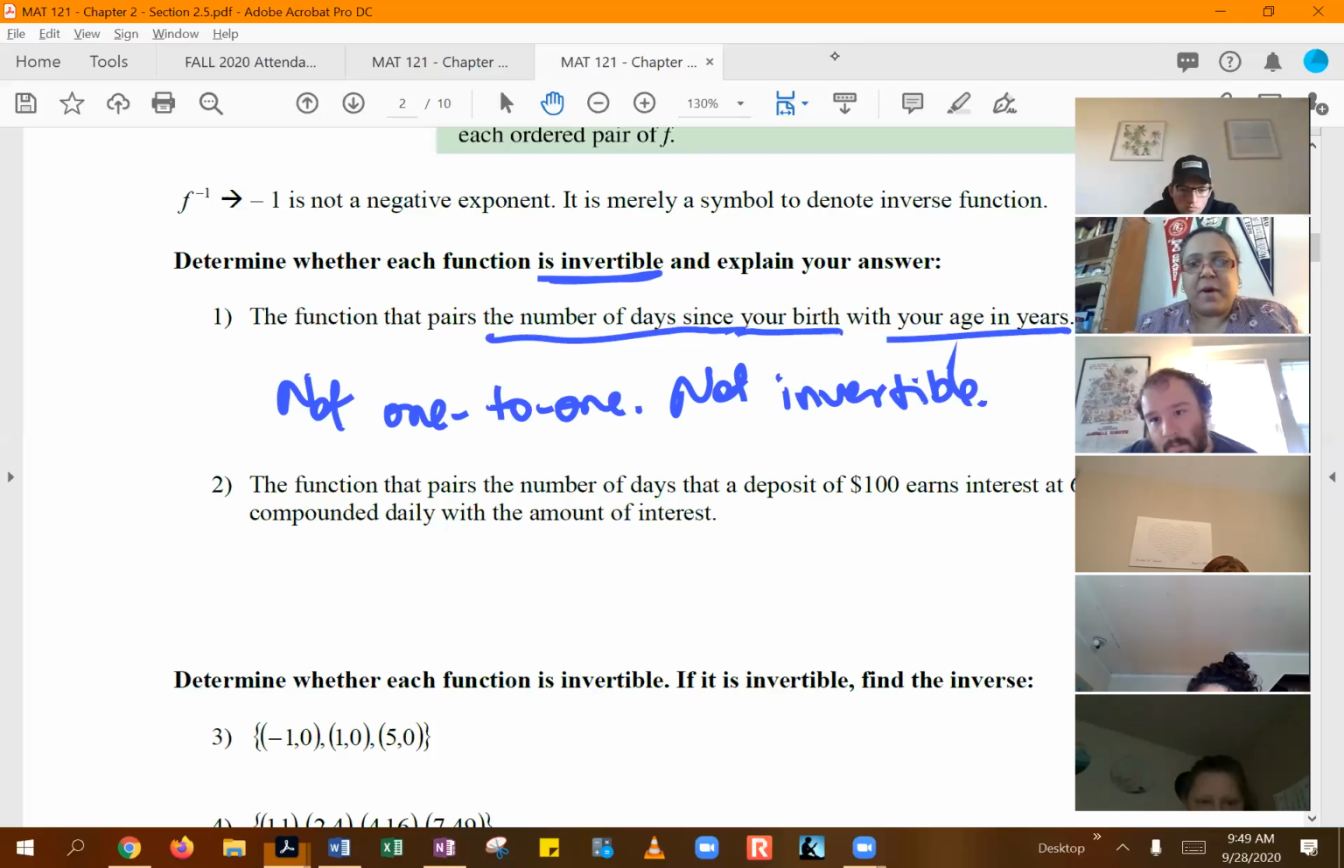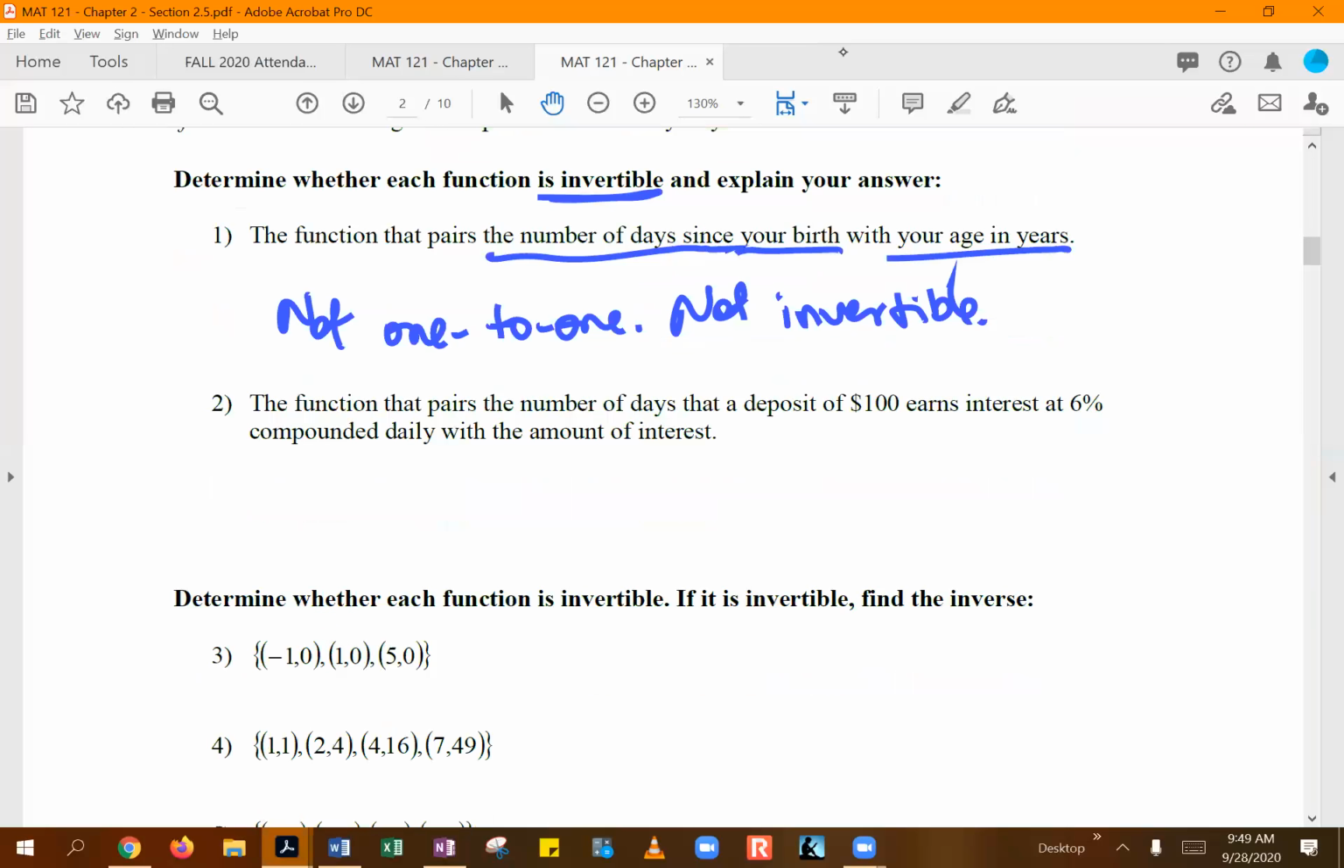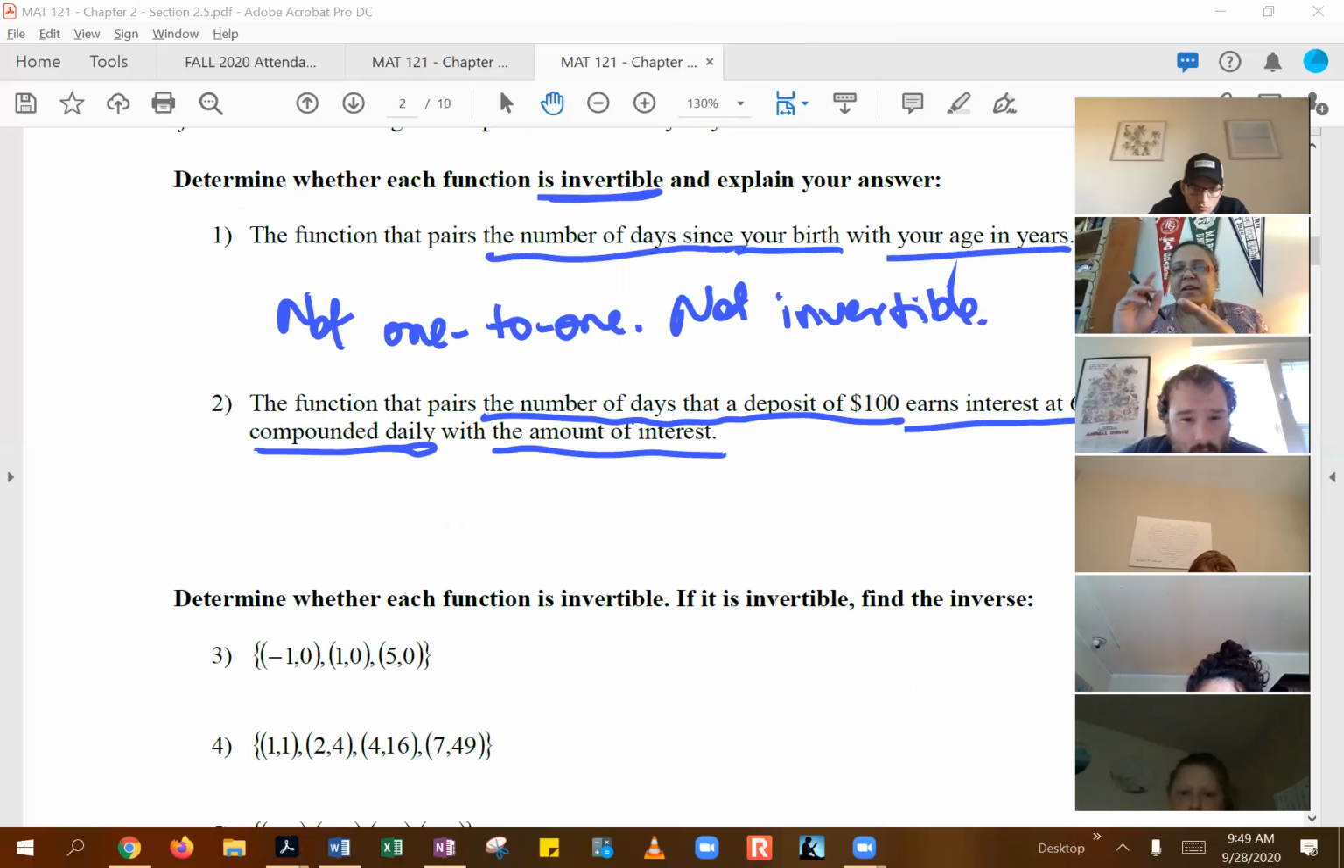In the second one, we're talking about a function which is again pairing, but this time it's the number of days that you made a deposit of $100 at 6% interest being compounded daily with the amount of interest. So if they're telling you, let's say, 70 days is what we have deposited this money in our bank account, earning 6% interest. Compounded daily, remember compounded daily means the interest is being broken down and it's being added daily to your account, and the amount of interest, so the dollar amount of the interest you earn and the number of days you have left the money in this bank account.